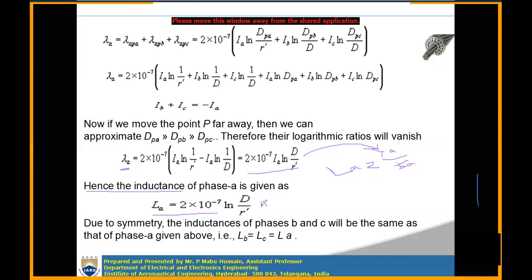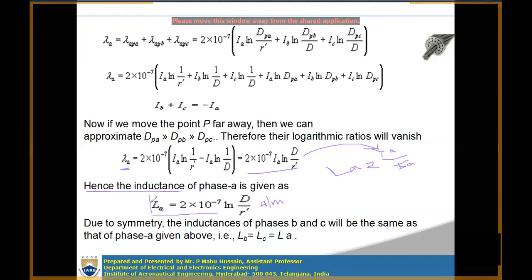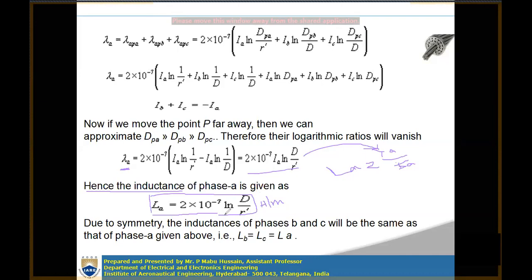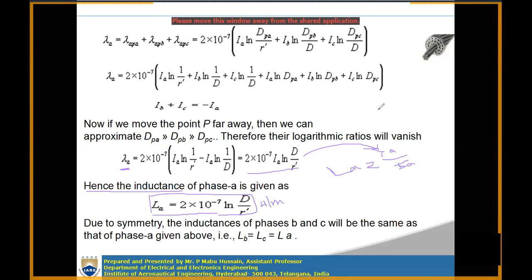So the units for this is Henries per meter. Okay. So this is the inductance of conductor A. Okay. So now we had considered initially that all the conductors are at equidistance, which is capital D. So the inductance of each and every conductor will be the same, so lambda A will be equal to lambda B, which is equal to lambda C. So this is about the inductance of a three-phase transmission line when all the three conductors are placed symmetrically. Okay.